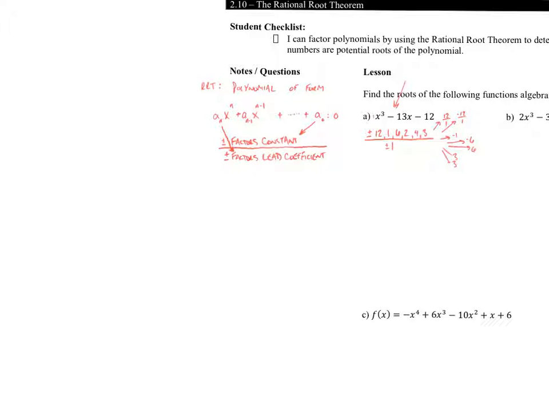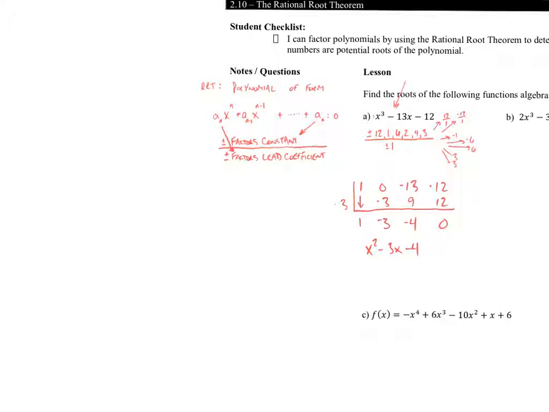So now you know that negative 3 is a root. So if you know negative 3 is a root, you can use your polynomial. You can do some synthetic division. And you can factor that negative 3 right out of there. And now you have a quadratic. X squared minus 3x minus 4.